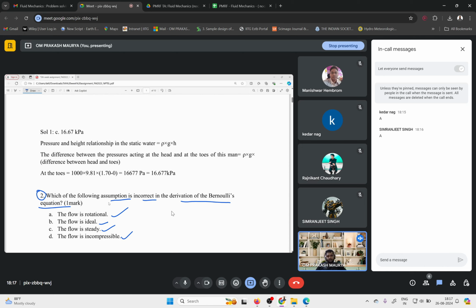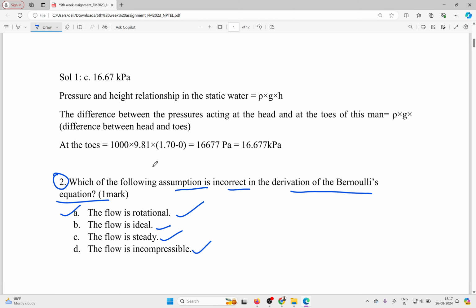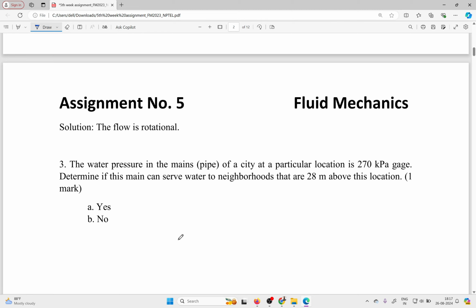Okay, so I think we'll move on to the next question. Option A, yes, option A is correct for this second question. Now we will move ahead to the next question. The next question is about the water pressure in the main.